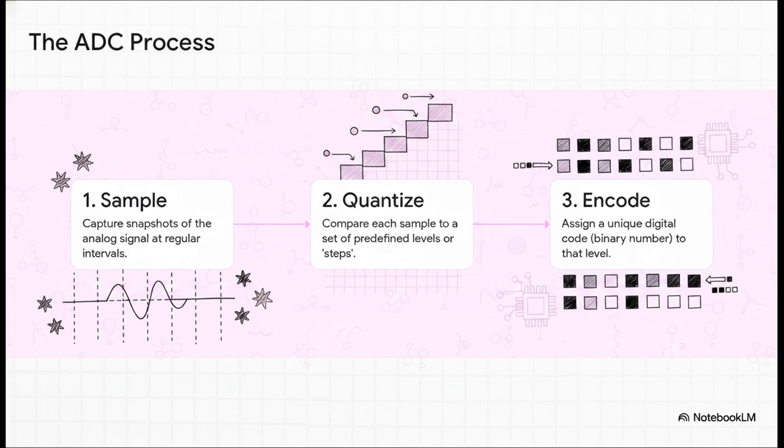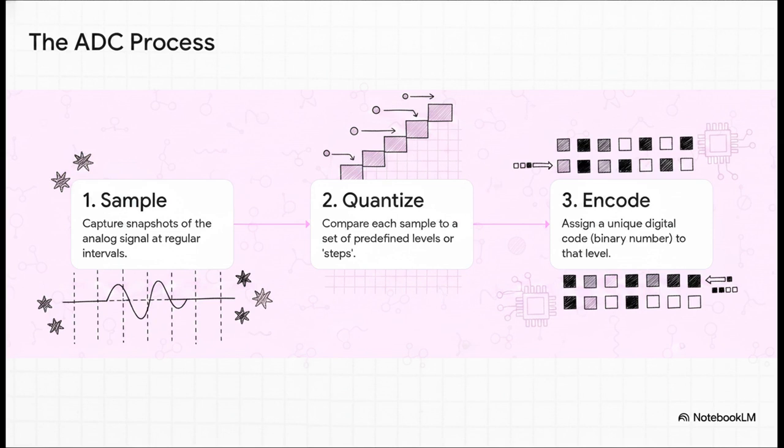So how does it actually do it? Well, an ADC basically repeats 3 simple steps over and over again at lightning speed. First, it samples the signal. It's like taking a whole bunch of super fast snapshots. Second, it quantizes. For every snapshot, it looks at the value and decides which stair step or predefined level it's closest to.